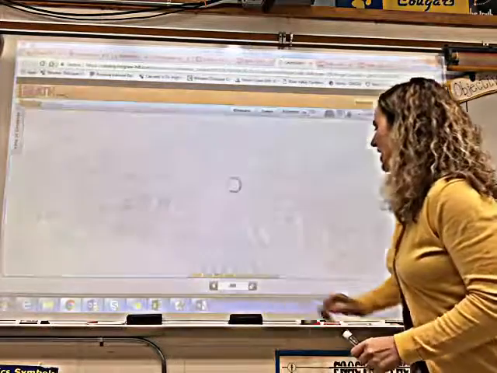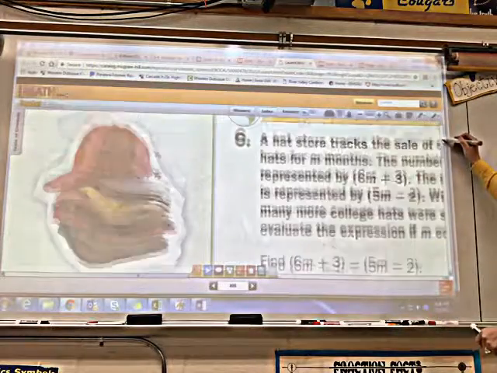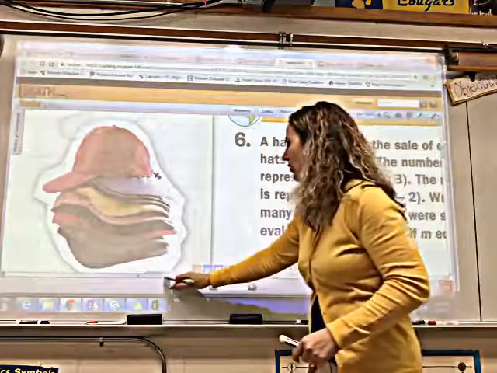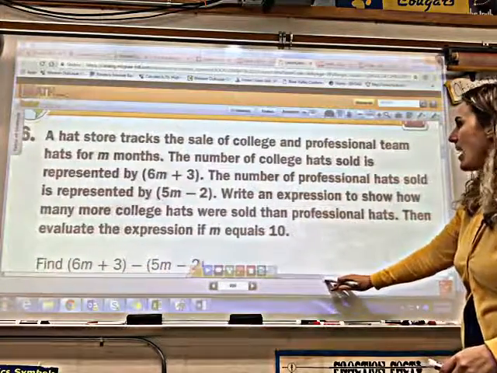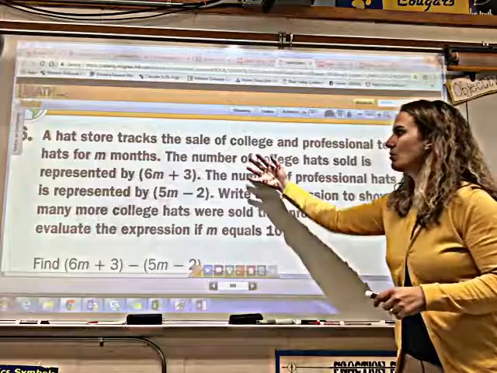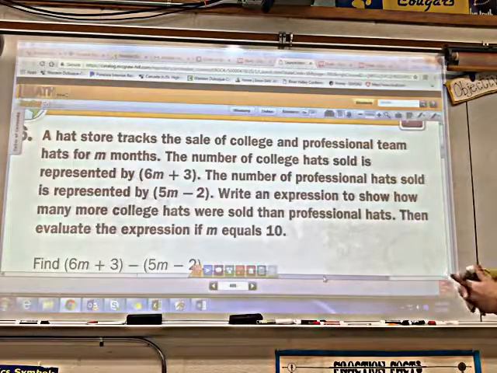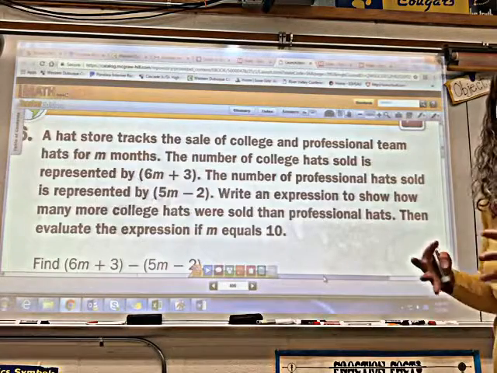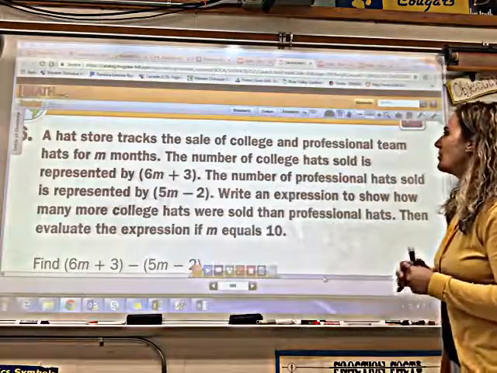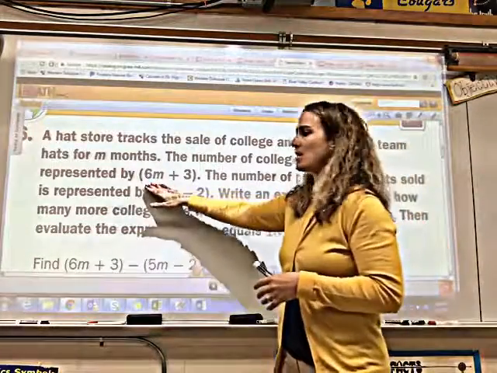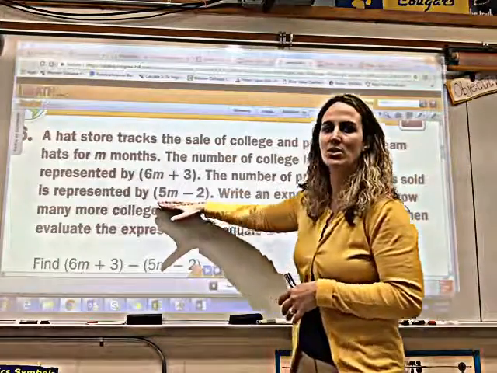The last thing that I want to take note of is on 406. Again, at the top, just briefly looking at this, it's a situation where you are adding or subtracting your linear expressions and putting it into a real life situation. So it says a hat store tracks the sale of college and professional team hats for M months. The variable is going to be M that you're using, so take note of that. The number of college hats sold is represented by 6M plus 3. The number of professional hats is represented by 5M minus 2.